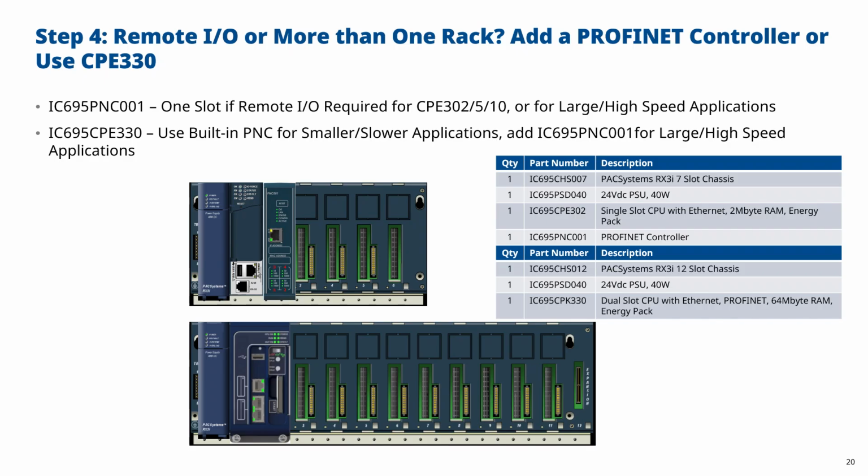With the PNC001, you do actually have a 4-port switch there, so there are 2 extra ports you can use, and they are small form factor ports. So potentially you could consider adding an SFP to the PNC001 to give you additional connections. But that's, again, quite an advanced aspect, which I won't really cover much in this deck. So what you can see here is very simple. If you need remote I/O, on the CPE 302 application, we've added a PNC001. And on the CPK 330, I haven't added anything because we've already got PROFINET built into the CPU.